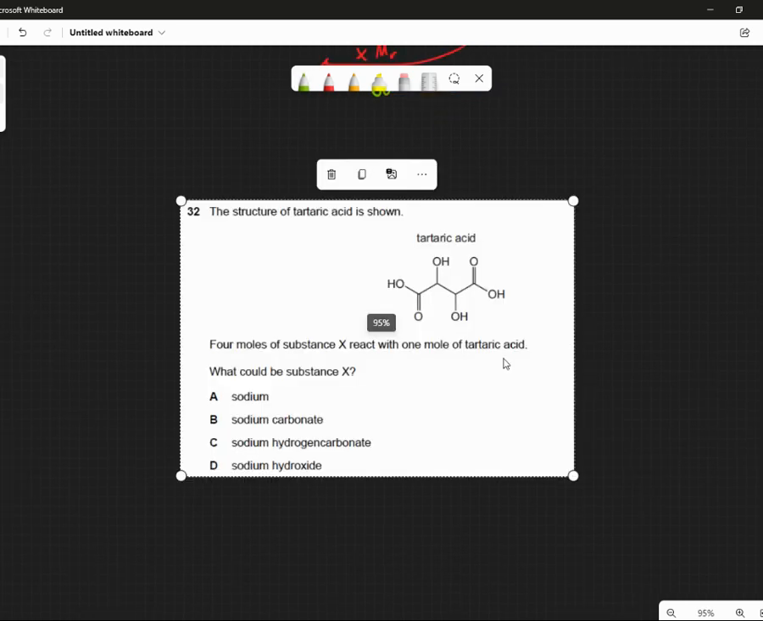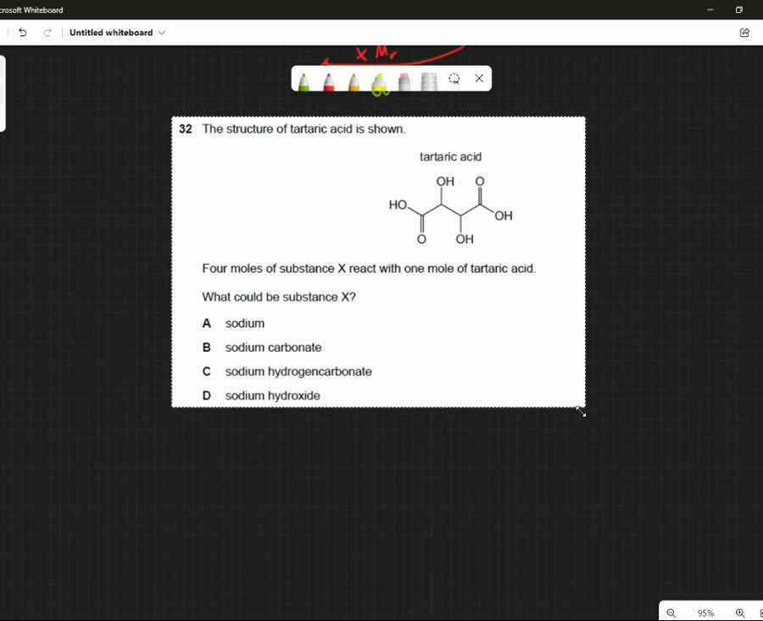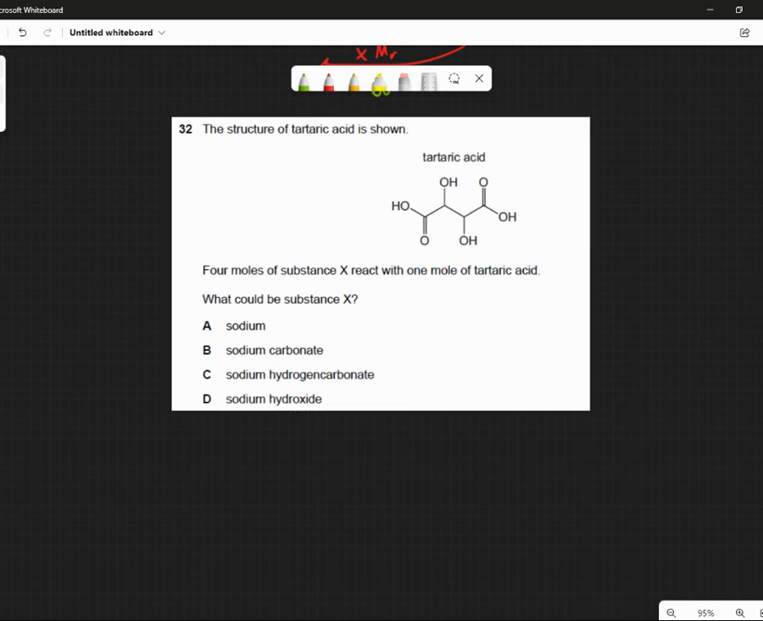Let's have a look at this one. The structure of tartaric acid is shown. All right, there it is. That's tartaric acid. That's what we put in Ting. I think it's Ting. You put tartaric acid in Ting, and you make it nice and sour. So the structure of tartaric acid is shown. 4 moles of substance X react with 1 mole of tartaric acid. What could substance X be?